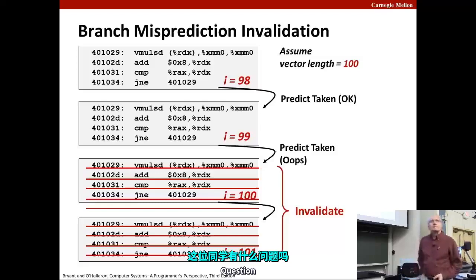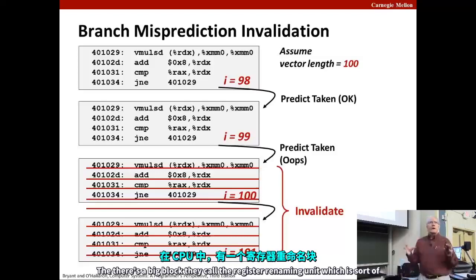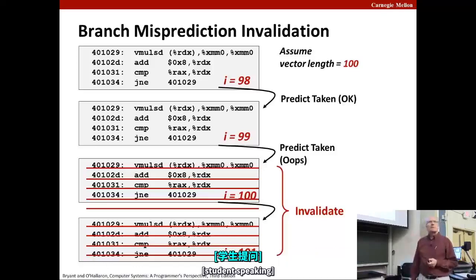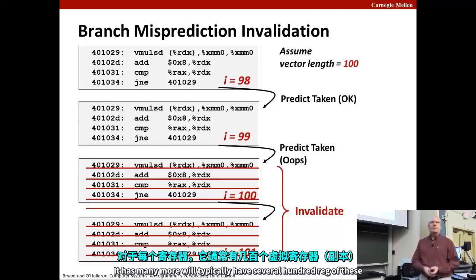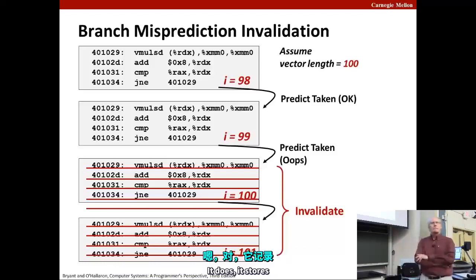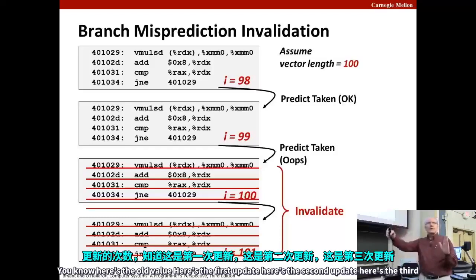Question? Where does it store the multiple copies? There's a big block they call the register renaming unit, which is sort of multiple copies of all the registers as they get accumulated. So why can't you store different data in the multiple copies? Like, why does it have to be the same data? Don't we potentially have more registers? Oh, it has many more. It will typically have several hundred of these sort of virtual registers to keep pending copies to the actual registers. So why can't you store different data? It does. It stores, here's the old value, here's the first update, here's the second update, here's the third.